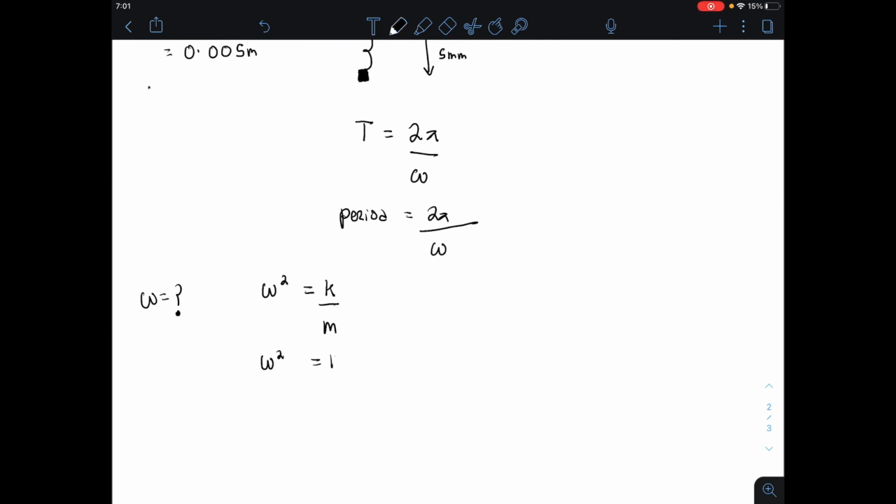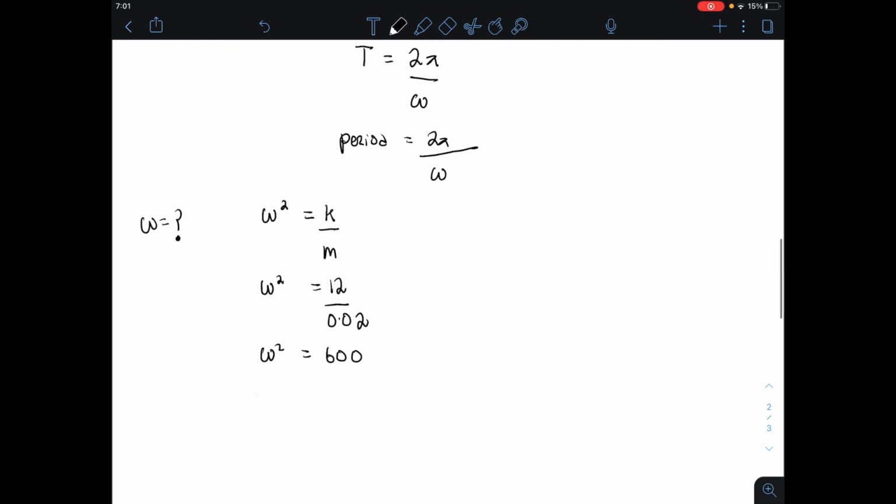Our angular velocity squared is equal to 12 divided by 0.02. This gives us our angular velocity squared as 600. To find our angular velocity, I square root both sides of my equation. My angular velocity is equal to 24.495 rads per second.